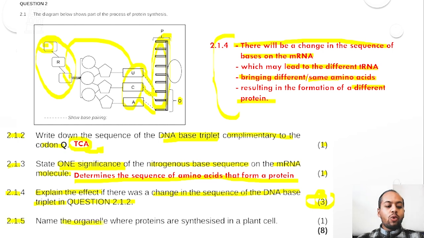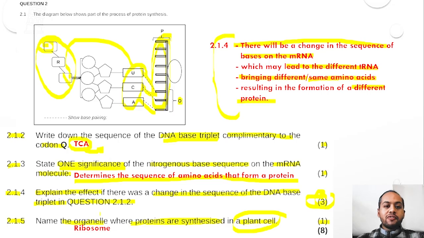2.1.5 says name the organelle where proteins are synthesized in a plant cell for 1 mark. Notice how the question tries to confuse you by speaking about a plant cell. We are talking about the organelle where proteins are synthesized. Proteins are synthesized in any plant or animal cell at the ribosome.